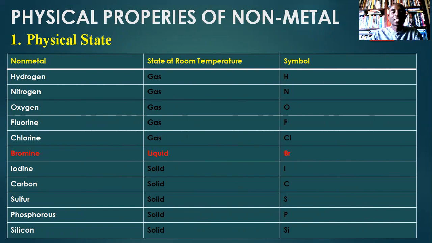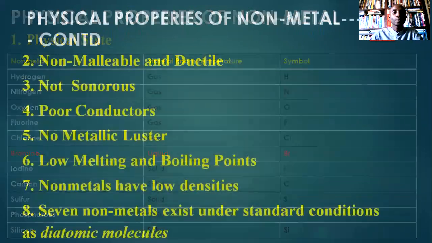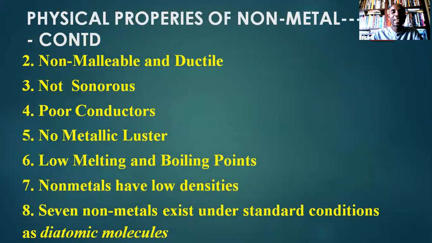That is one physical property you should hold now. Number 2, nonmetals are non-malleable and non-ductile. Metals are ductile. Metals are malleable. What do we mean by that? Malleable means they can be beaten into shape. So nonmetals cannot be beaten into shape. Ductile means they can be drawn into wire. Non-metals cannot be drawn into wire. That is what we mean by non-malleable. They are not malleable. They are not ductile.